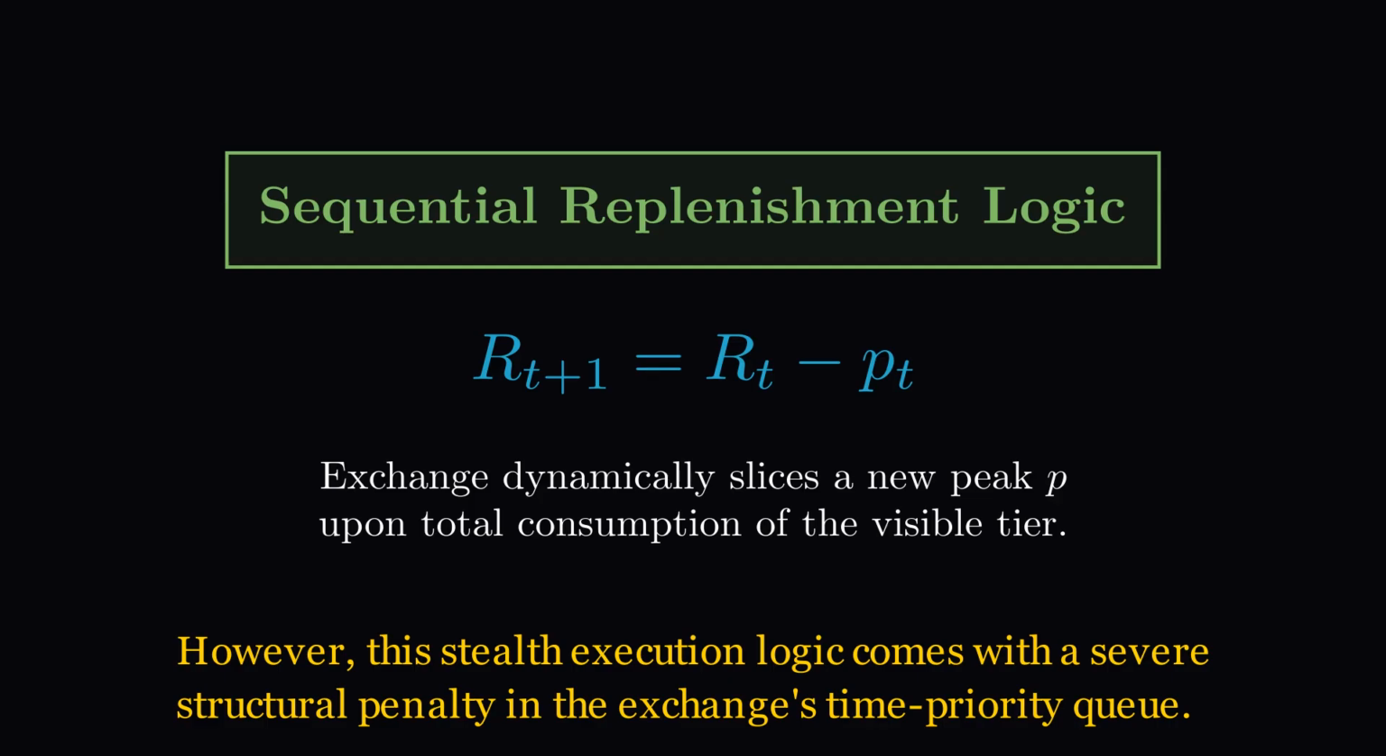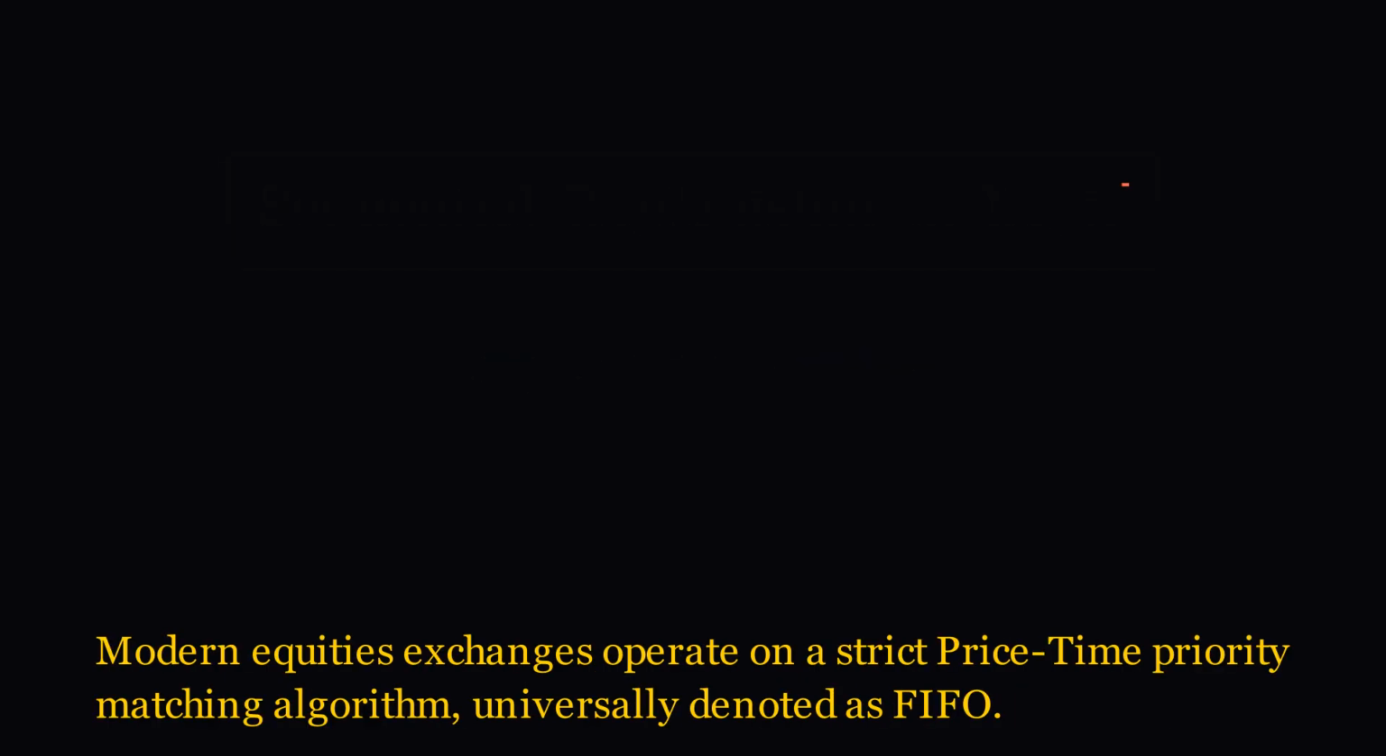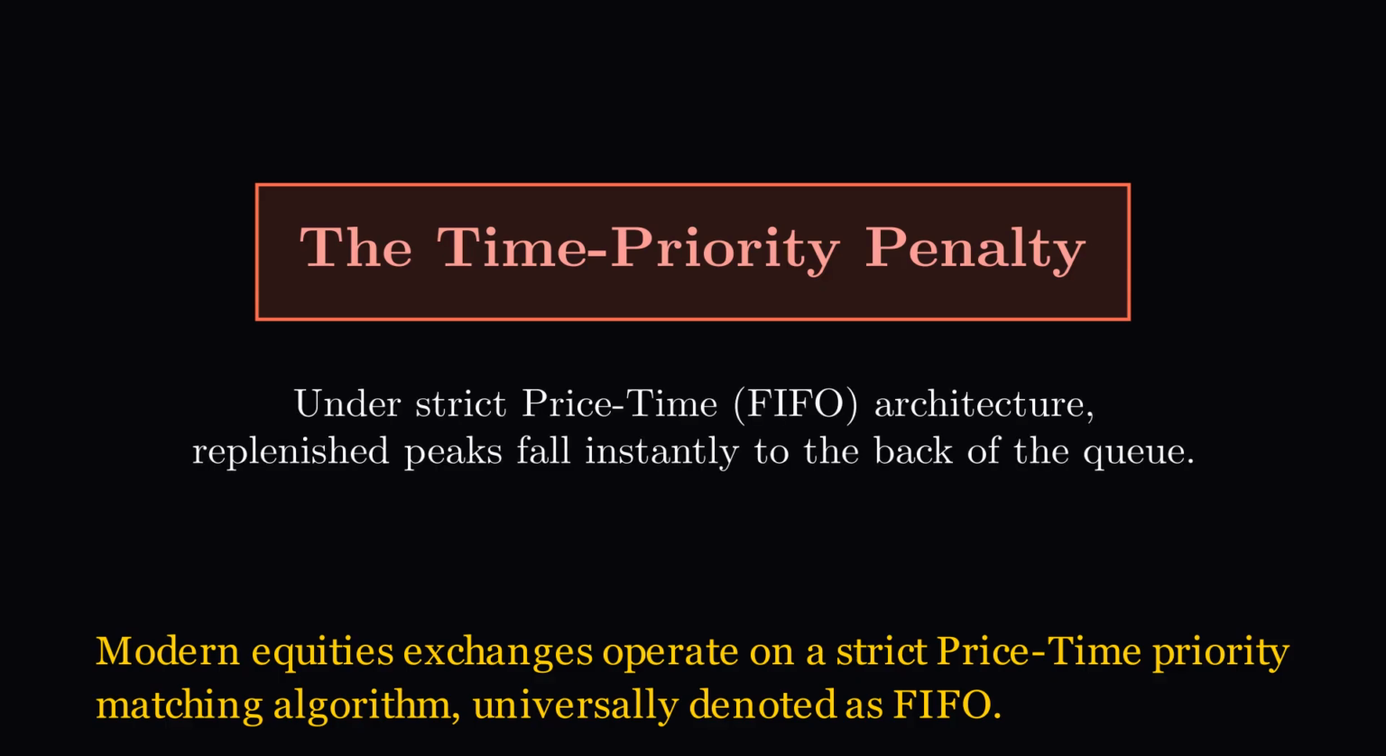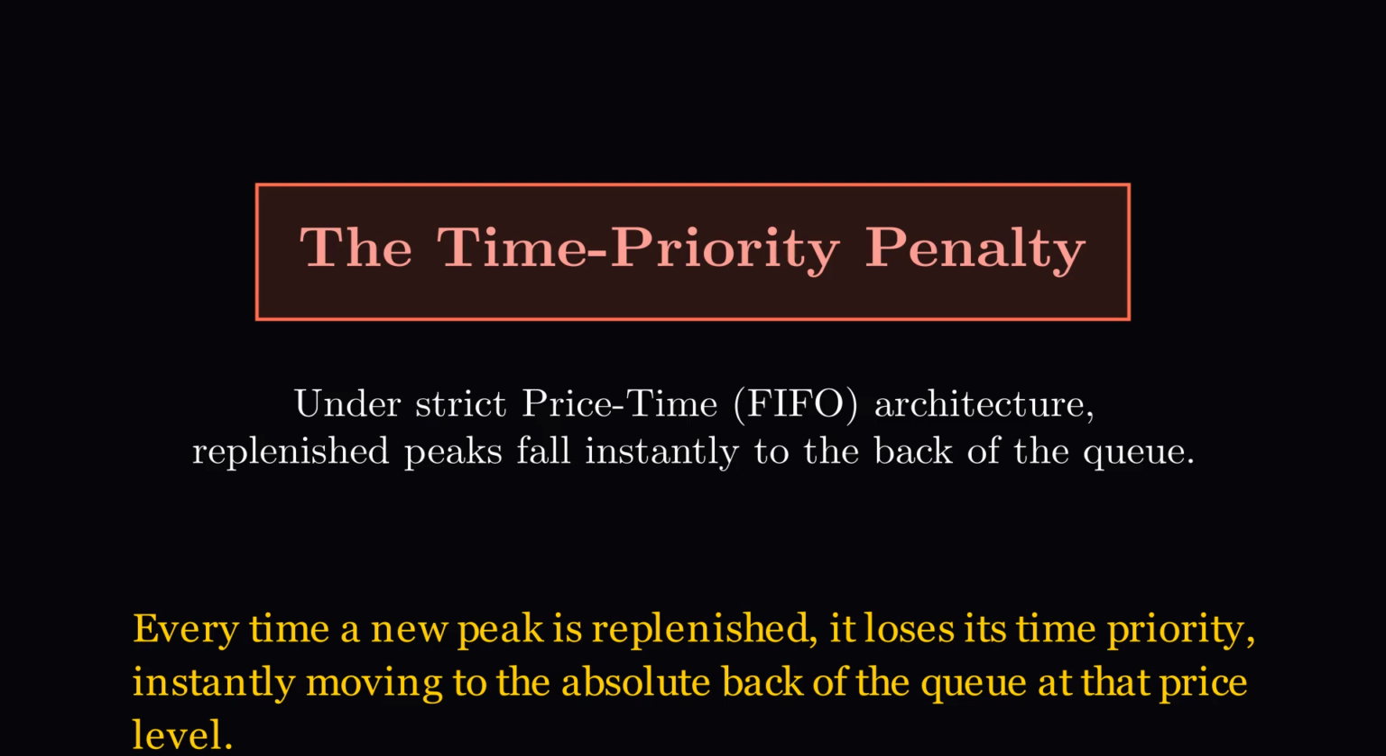However, this stealth execution logic comes with a severe structural penalty in the exchange's time priority queue. Modern equities exchanges operate on a strict price-time priority matching algorithm, universally denoted as FIFO. Every time a new peak is replenished, it loses its time priority, instantly moving to the absolute back of the queue at that price level.